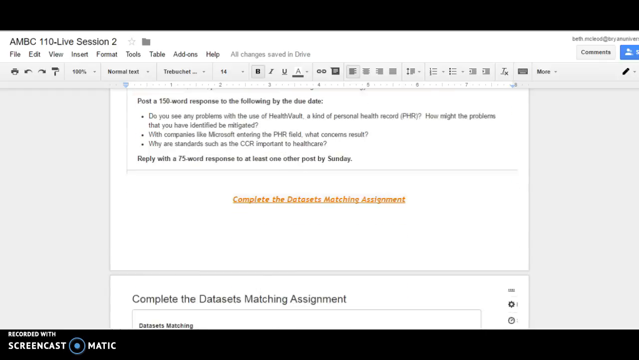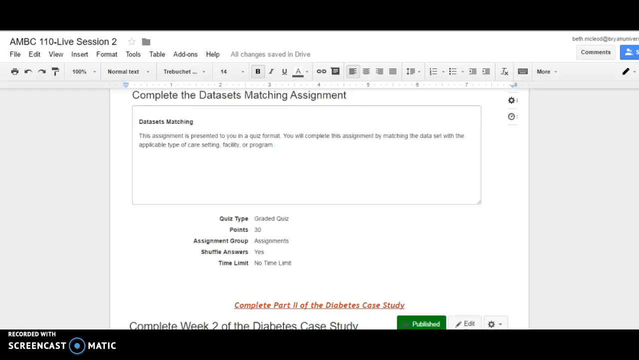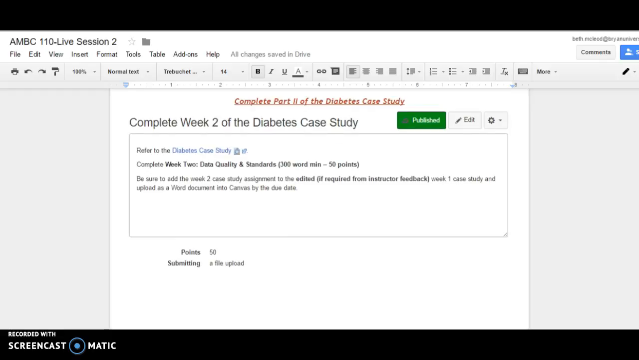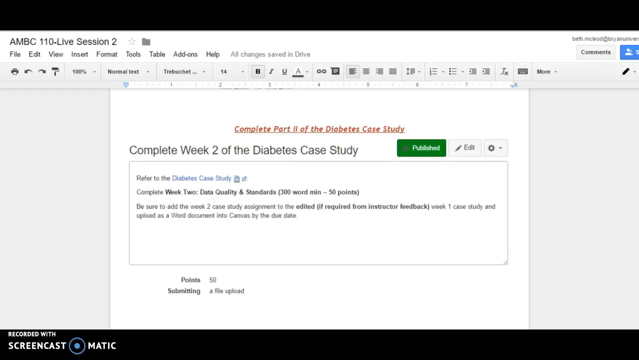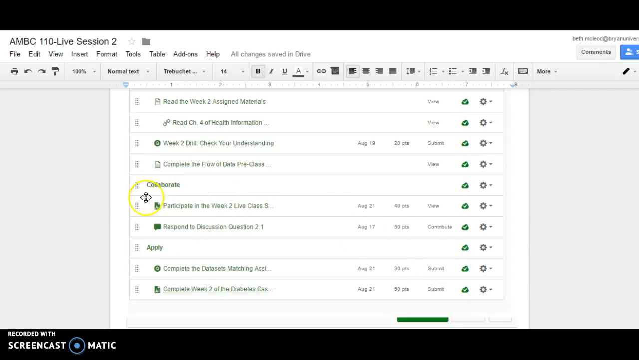And then your data set matching assignment, which is worth 30 points. And again, you have that Quizlet link on there to kind of help you study up on some of those data sets before you take that quiz. And you have part 2 of your diabetes case study where you're just answering the 2 questions this week. And you're reading those required articles that I discussed. And again, for participation this week, you're watching this video and you are taking the quiz that's associated with this video, and then you'll get your participation points.